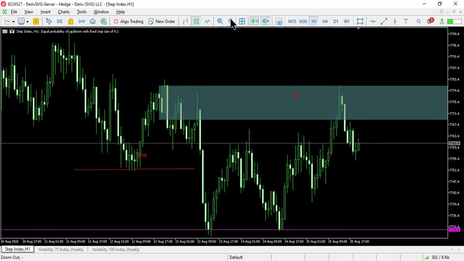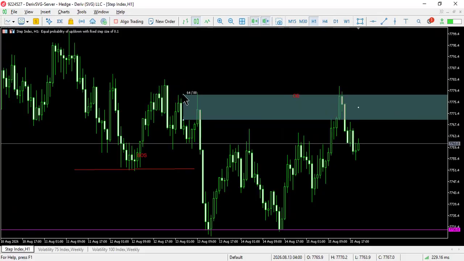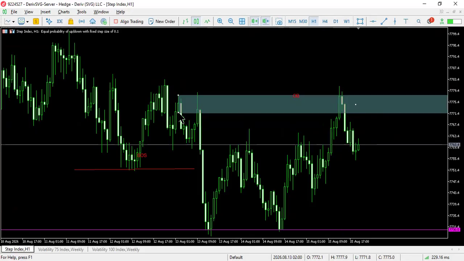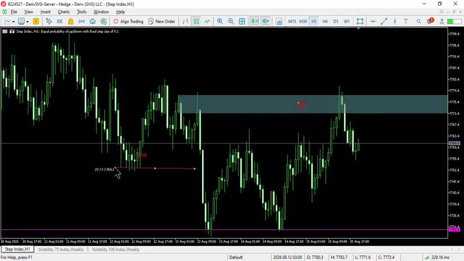Heading over to the 1 hour. So from the 1 hour time frame, price is reacting from that order block, and we are pushing to the downside.